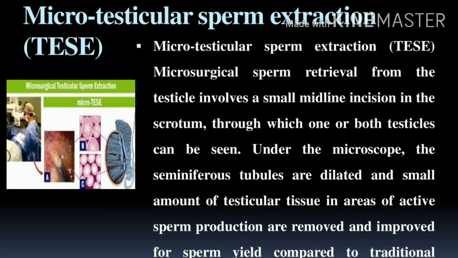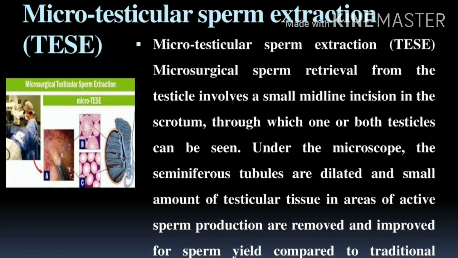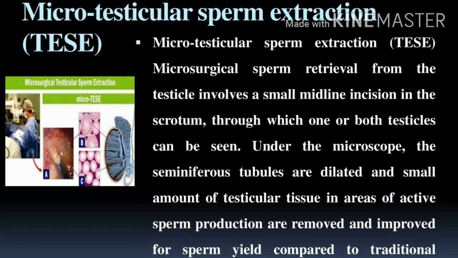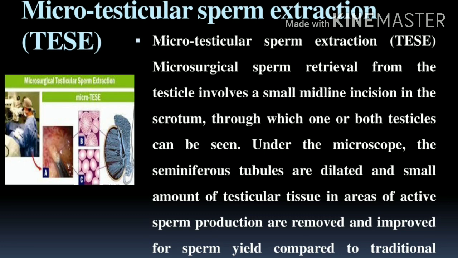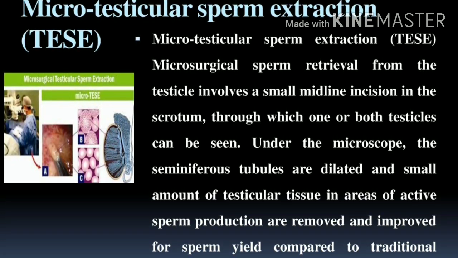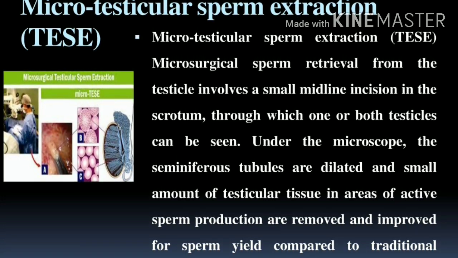How can the microsurgery be done? Through a small midline incision in the scrotum. In the scrotum we make a small midline incision, so one or both testicles can be seen. With the help of the microscope, we look at what is inside the testicles, that is the seminiferous tubules.